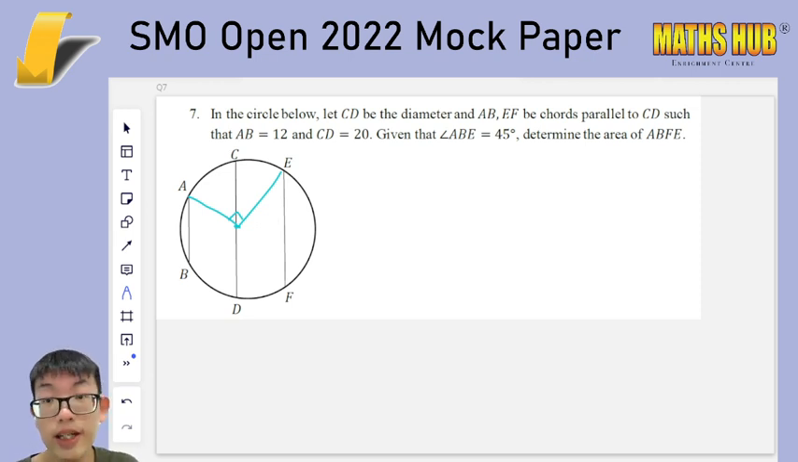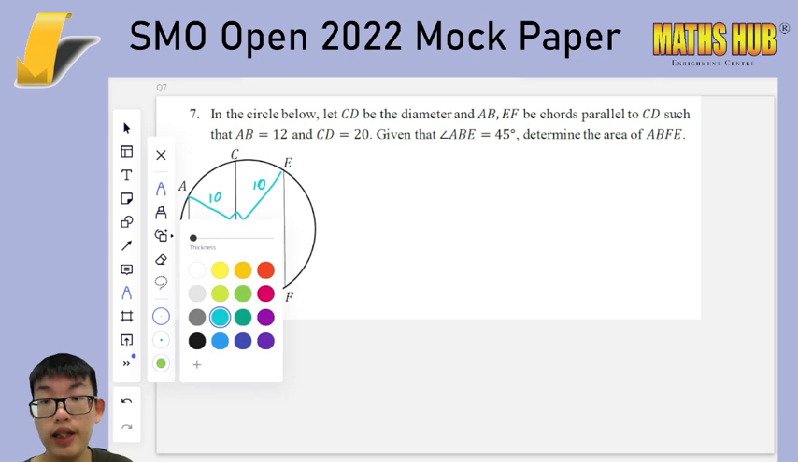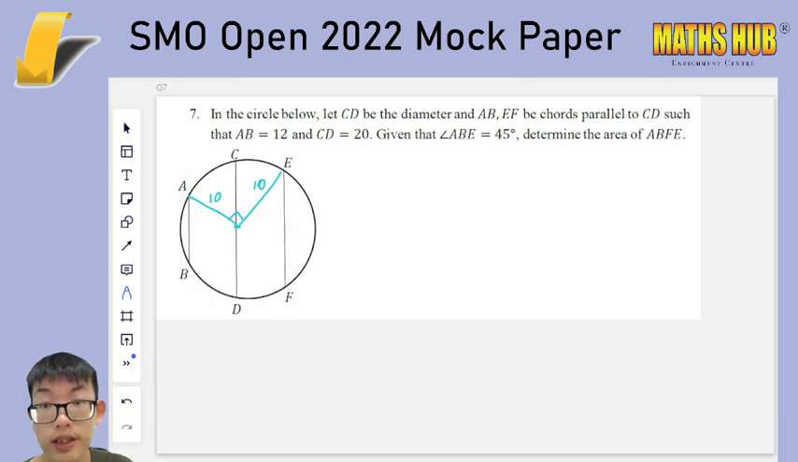And obviously, having drawn these in, we know that they are both going to be of length 10. Now, with the center included, I can further draw in the line connecting A, B, and EF, the heights of your trapezium. And because it is in a circle, by symmetry, this is going to be 6 and 6. So we have a 3-4-5 ratio. 6 to 10 is 3:5, so this should be 8.